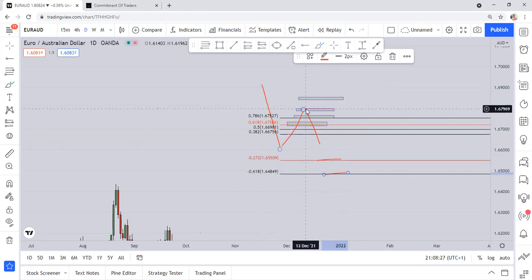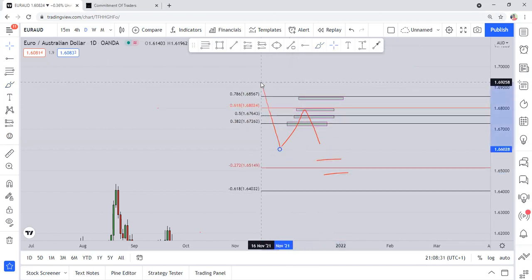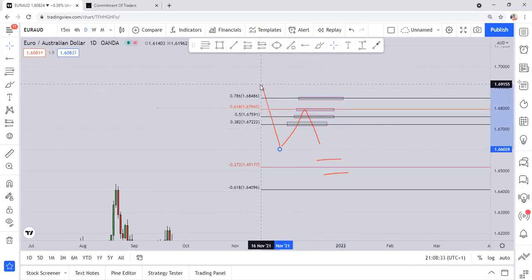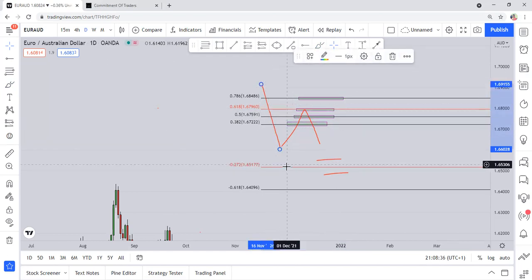It is wrong, it's not correct, if you decide that your take profit is just like this. If you decide to take your profit on this leg, just by leaving your Fibonacci like this, you decide to take a profit on this minus 0.272. If you decide to take a profit here, you are not correct, it's wrong.